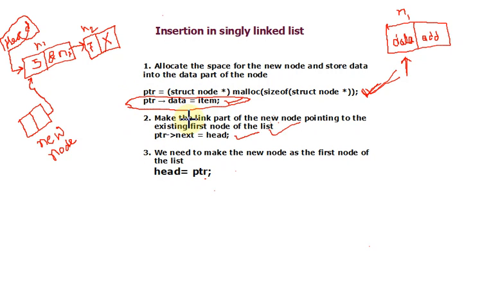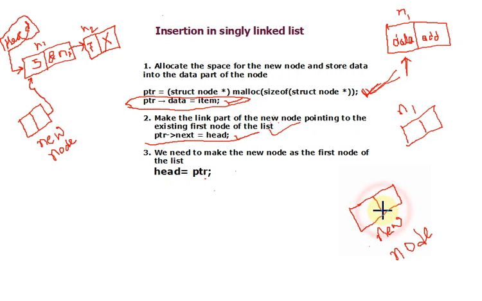Then, in the second point, we make the link part of the new node point to the existing first node of the list. Using this line of code, we can link the new node to node 1, which was the previous first node. This line of code, ptr arrow next equals head, is just linking the new node with node 1, the previously first node of the list.